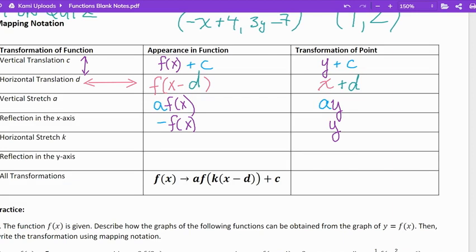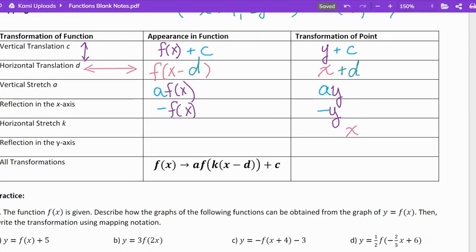Horizontal stretch K. Is that changing the x or the y? X. Oh, I didn't finish here. Sorry, I was supposed to put a negative in front of the y. Now the horizontal stretch K is a funny one, right? It goes inside the bracket. So in function notation, it looks like this.